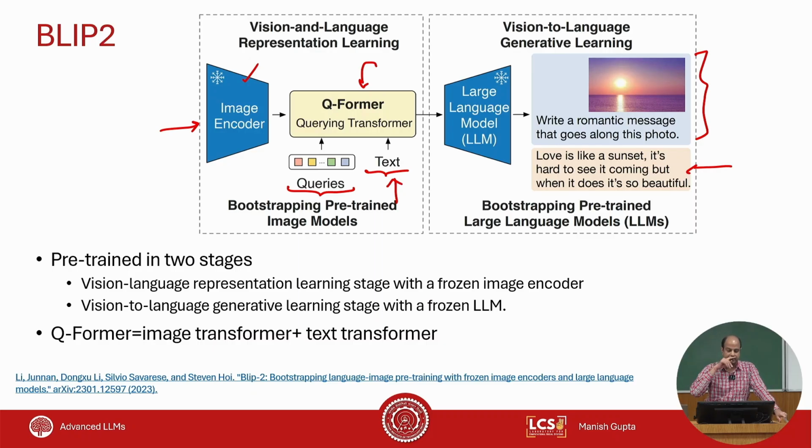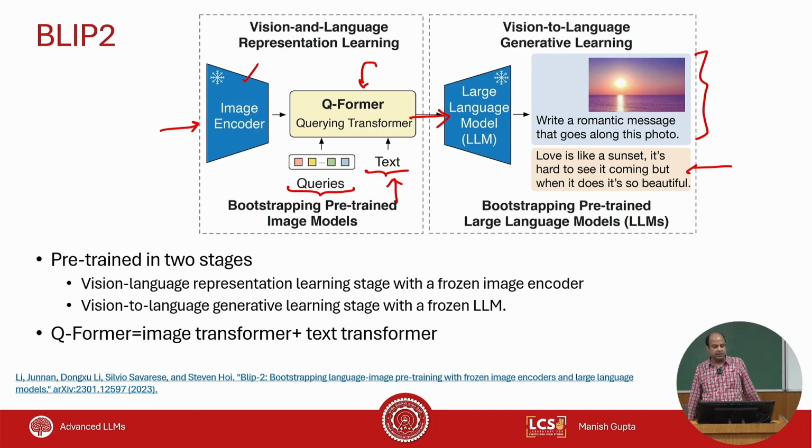Actually, text directly goes to the querying transformer, and then there are these queries. These queries are the ones that are fed to the large language model. So what do these queries do?